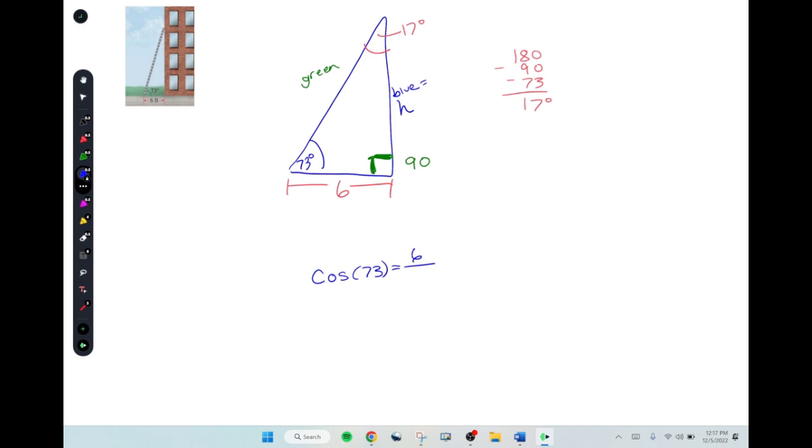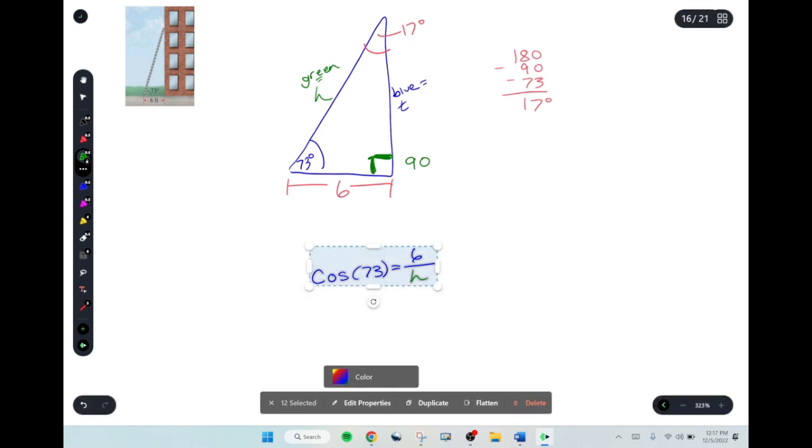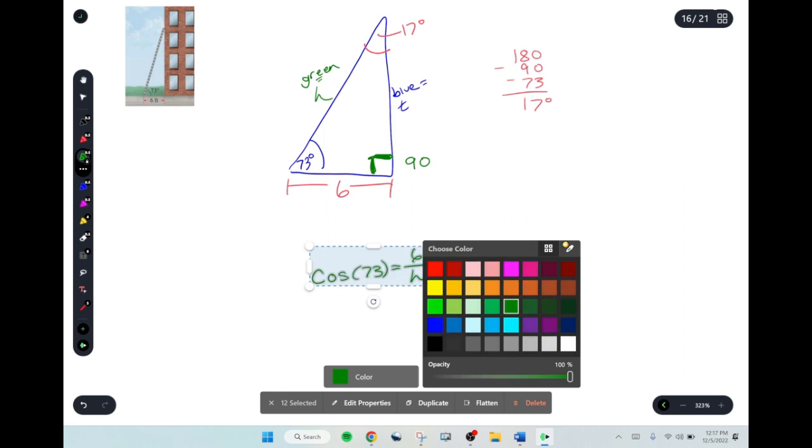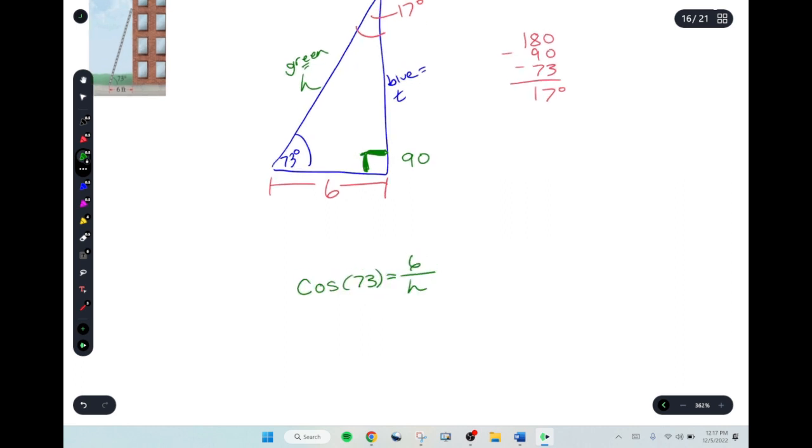Oh, I shouldn't have called it H for height because that's confusing with hypotenuse. My brain was just thinking height. Let's call this T for tall. 6 over what? The hypotenuse, which would be H now, the new H. That's not helpful, right? I mean, it solves for H. Let's go ahead and solve for H because we're here. It wasn't what we wanted, but this is now no longer blue side. This is now green side, because that's just what cosine does.